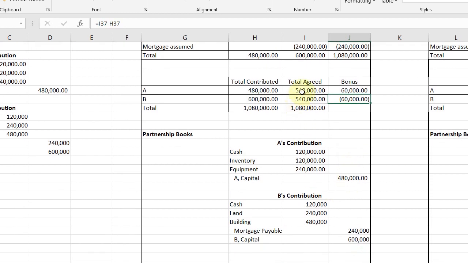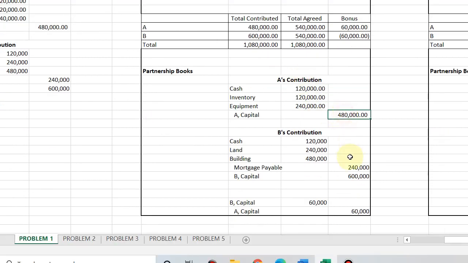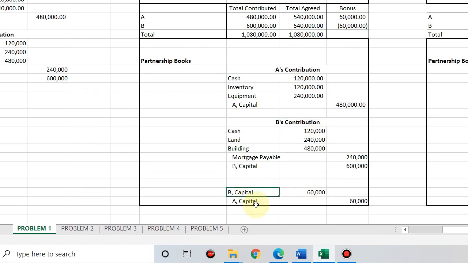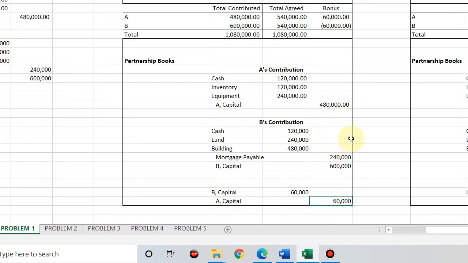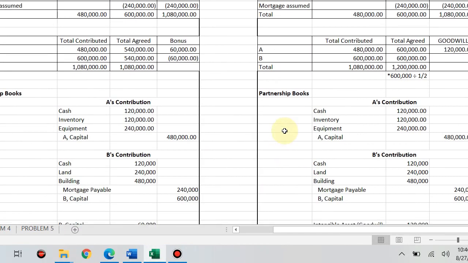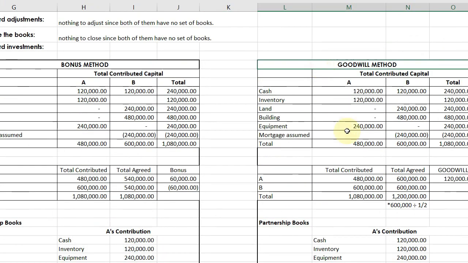Okay, so, just like before, A's contribution is 480, B's contribution is 600, then we have adjusted the capital of B and A. B is reduced by 60,000, A is increased by 60,000. Okay? So, that depends on the problem given. Mostly, the instructions in solving our partnership problem are already given in the problem. Okay? You just have to follow. Okay? Next, we go to the Goodwill method.